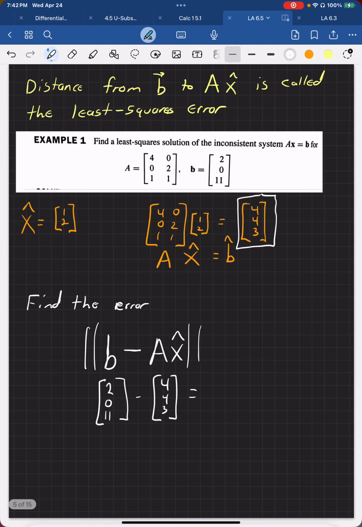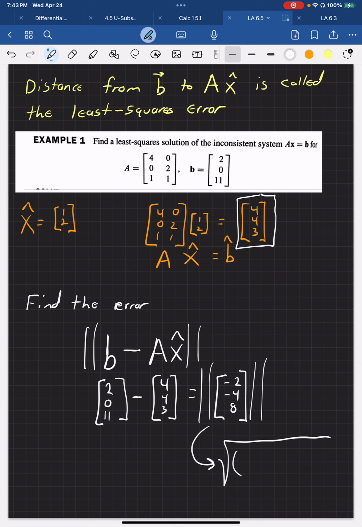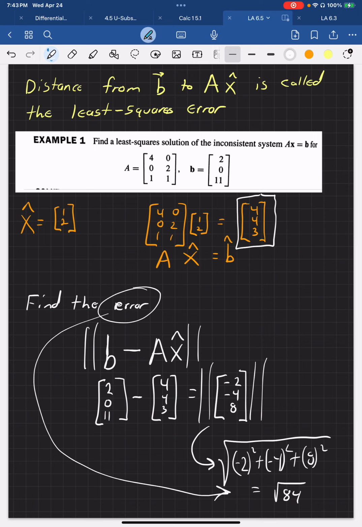All right, that gives us -2, -4, 8. Now we're going to find the magnitude of that. So just the square root, -2 squared plus -4 squared plus 8 squared. And here it is, the square root of 84. This is the least squares error of example one.